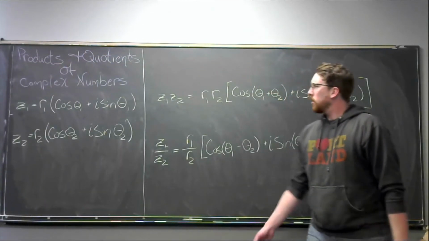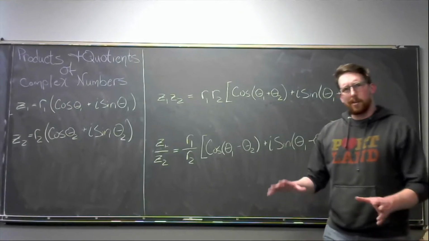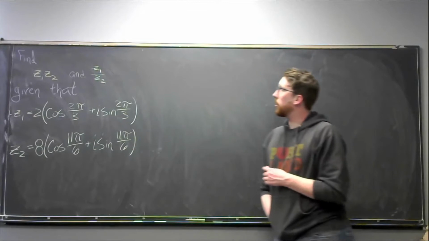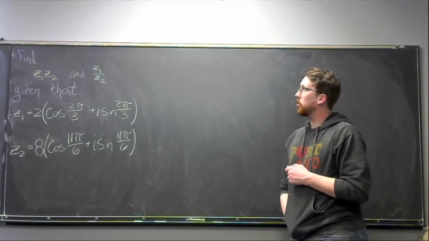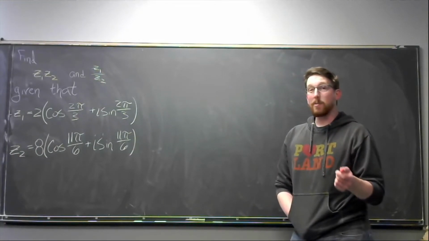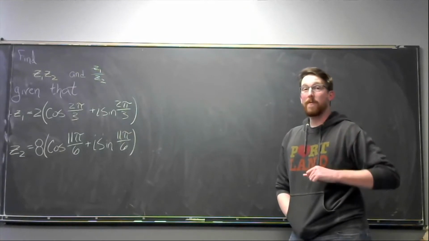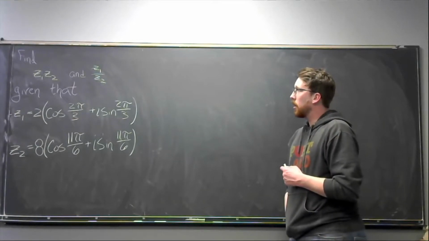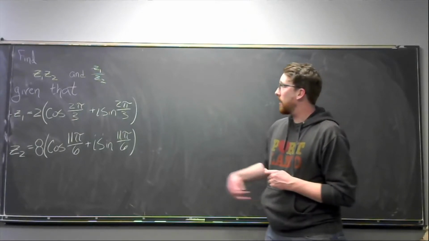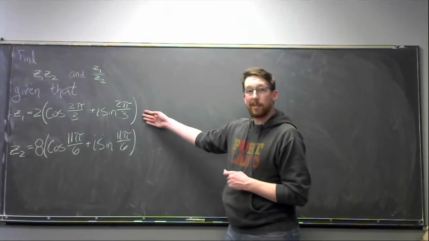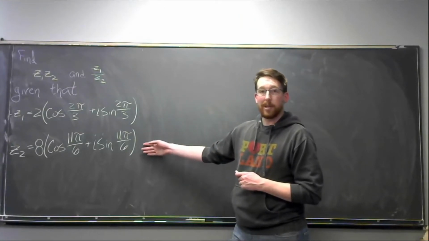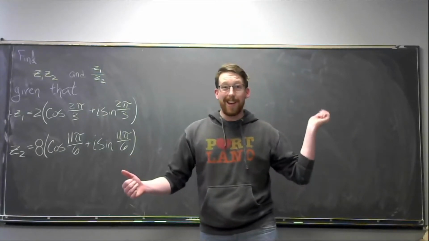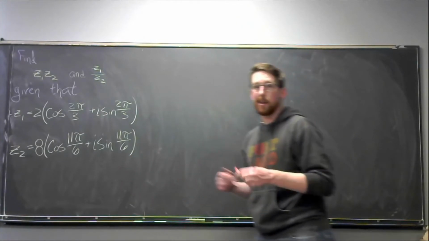So, let's look at an example of this really quick. Let's kind of get used to it a little bit. All right, so what we want to do in this particular example is find the product of z1 and z2, and then we want to find the quotient z1 divided by z2. All of this provided that z1 is equal to this, and z2 is equal to this. So how are we going to do it? Well, we're just going to apply what that last board said.